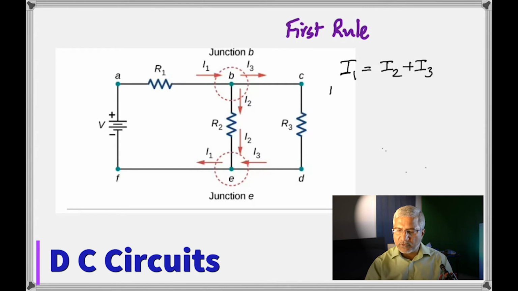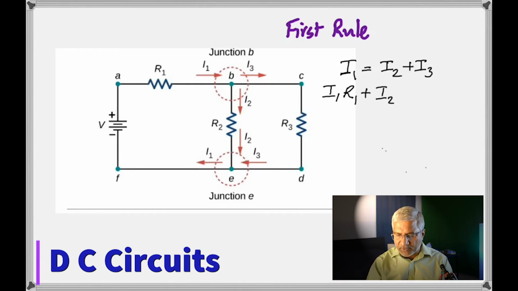The current I2 comes in here, I3 flows through R3, and if you look at junction E, I2 and I3 are coming in, so I2 plus I3 is again equal to I1, which is the same thing we got here. So that's the application of the junction rule. Next, let's apply the voltage rule.